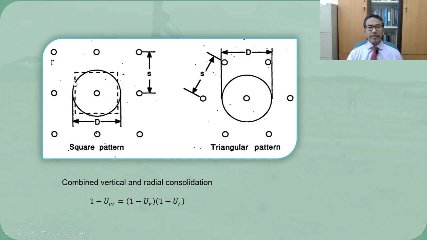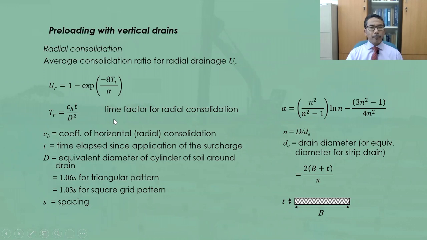Another pattern is what we call triangular pattern. So let's take a look at the arrangement of the vertical drains. So we can see here it is triangular, right? So this is the equivalent diameter of the soil around the drain, and again here is the spacing S.